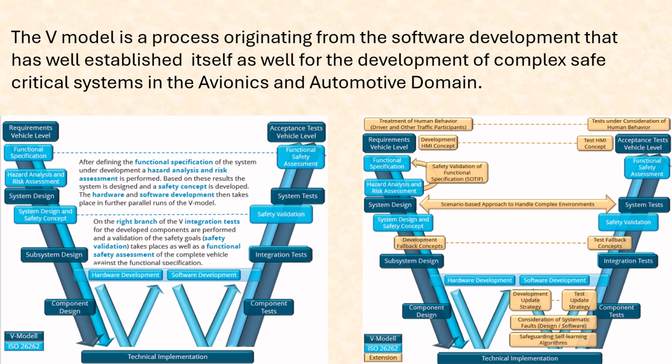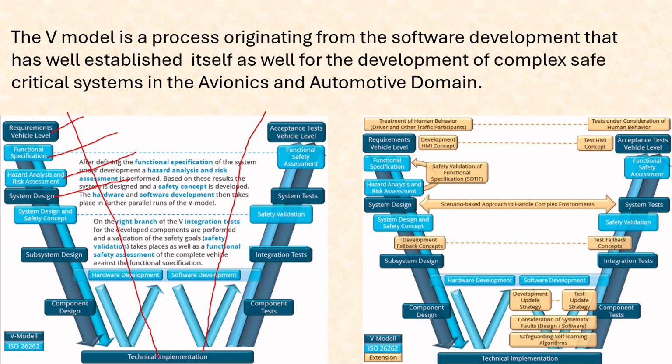of complex, safety critical systems, and of avionics and automated design. Now, in this drawing, if you see, there are requirements, next functional specifications, hardware analysis, system design. So, the left side of the V model is totally the design and development, and the right side of the V model is totally verification and validation.